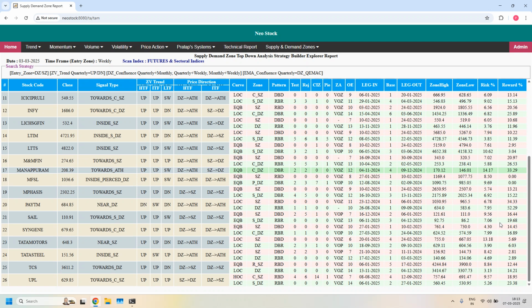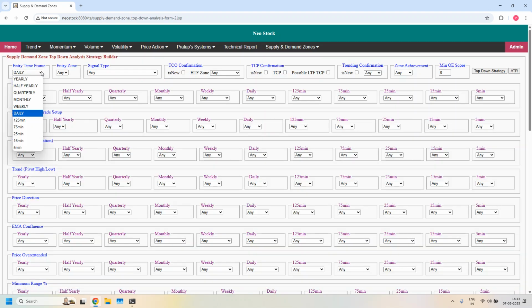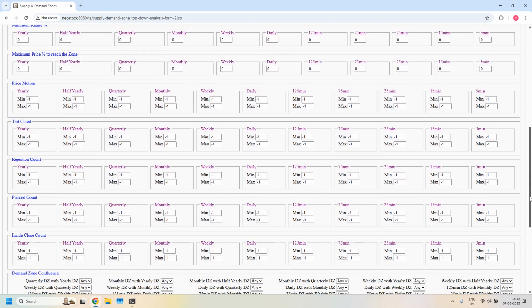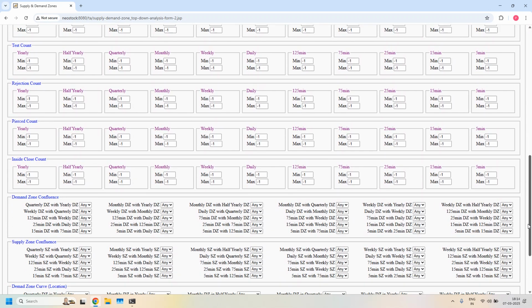Okay, this is about weekly, monthly and quarterly demand zone confluence and quarterly demand zone having quarterly EMA confluence. Similarly, we will see supply zone confluence also. Okay, entry time frame should be weekly. And supply zone confluence, I should select weekly, monthly and quarterly supply zone confluence.